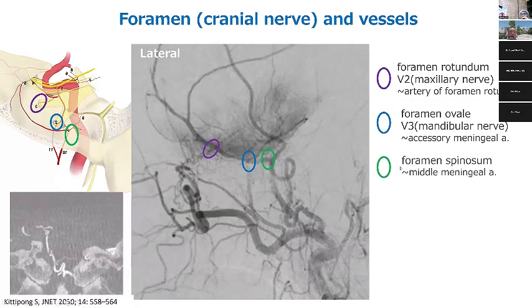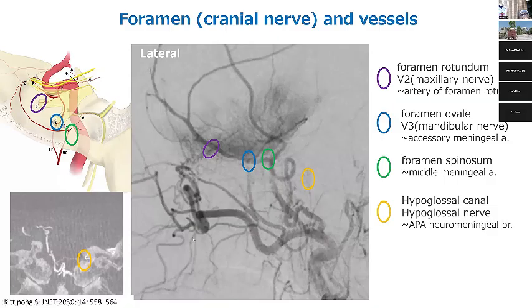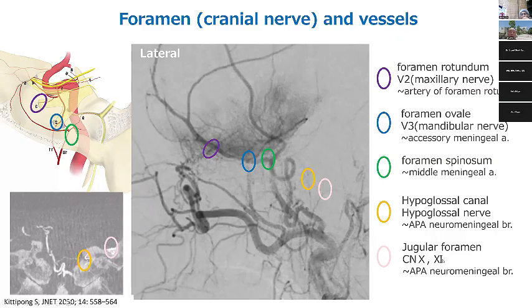Okay, as I said before, the green circle means foramen spinosum that contains the middle meningeal artery, and the orange circle here is the hypoglossal, and this is the ascending pharyngeal artery. This is the hypoglossal canal here, and the pink circle means the jugular foramen, and the lower cranial nerves run through it, and the ascending pharyngeal artery is running within the jugular foramen. So these skull base foramina, arteries and nerves we should remember.